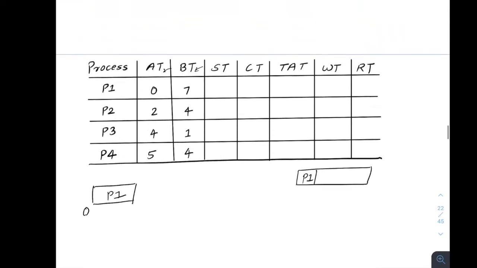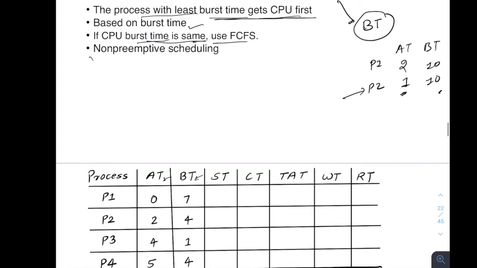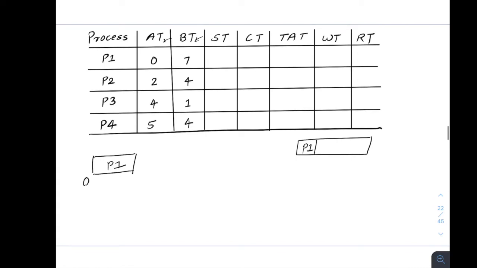I forgot to tell you, SJF is a non-preemptive scheduling algorithm. So it will run till it completes, that means it gives all the burst time in one go. P1 burst time is 7, so it will run from 0 to 7. Now you are at time 7. At time 7, of course, all these processes would have arrived: P2, P3 and P4. And P1 has already terminated.